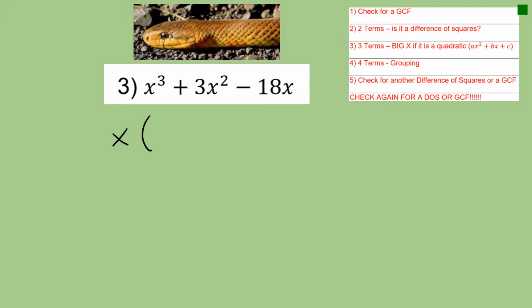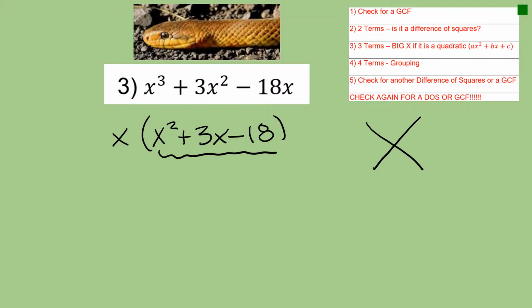Pull out the X. We got a GCF here. We've got X squared plus 3X minus 18. This needs a big X because there's 3 terms left. Take out the negative 18 where we got by multiplying, and we have 3. Our numbers are going to be negative 3 and 6. That gives me negative 18 and positive 3.